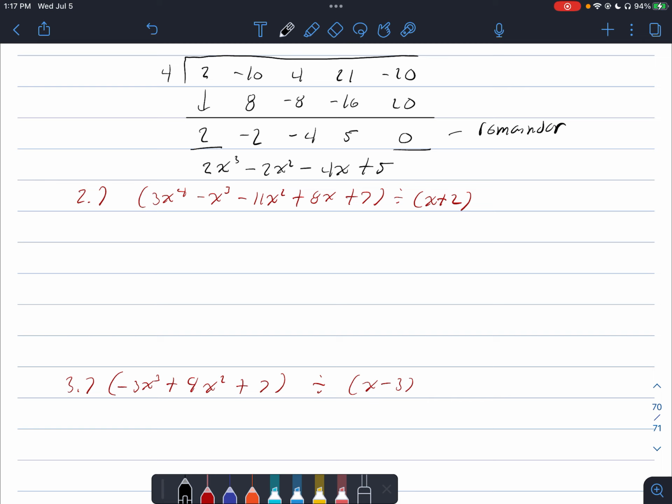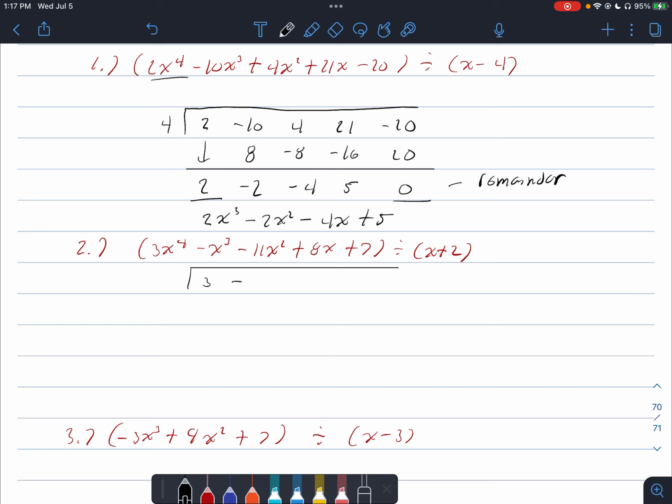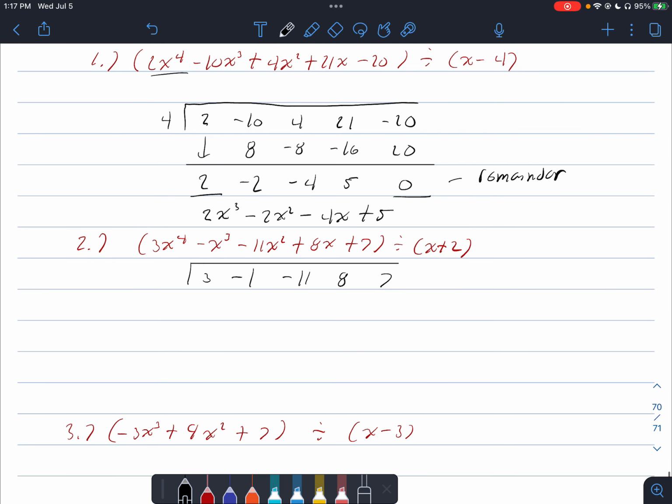Here we have 3x to the fourth minus x to the third minus 11x squared plus 8x plus 7, and we're going to divide this by x plus 2. So again, let's write our division sign here, and write all of our coefficients down: 3, negative 1, negative 11, 8, and 7. Now this part here is very interesting, x plus 2. It's not quite in the form x minus r, but like we've seen in other examples, we can write this in the form x minus r.